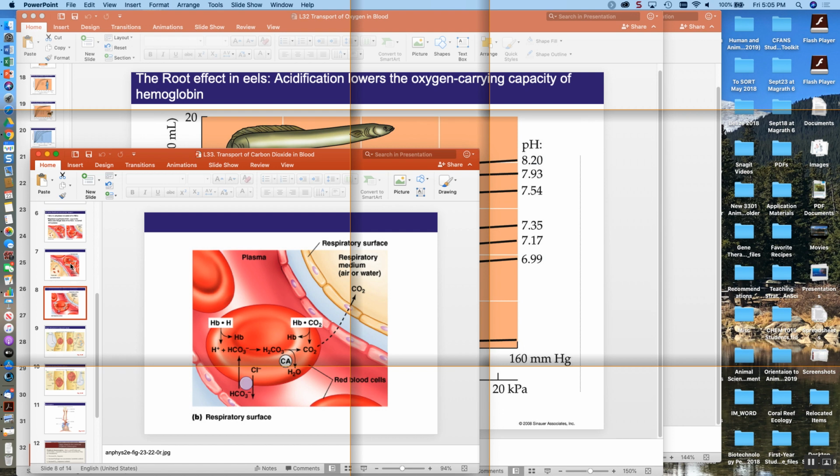Peripheral chemoreceptors are another one we talked about today. Remember, they're sensing high carbon dioxide levels more than oxygen.